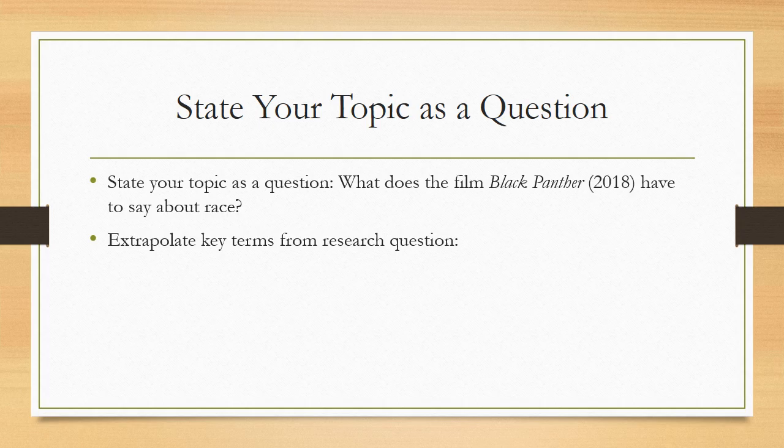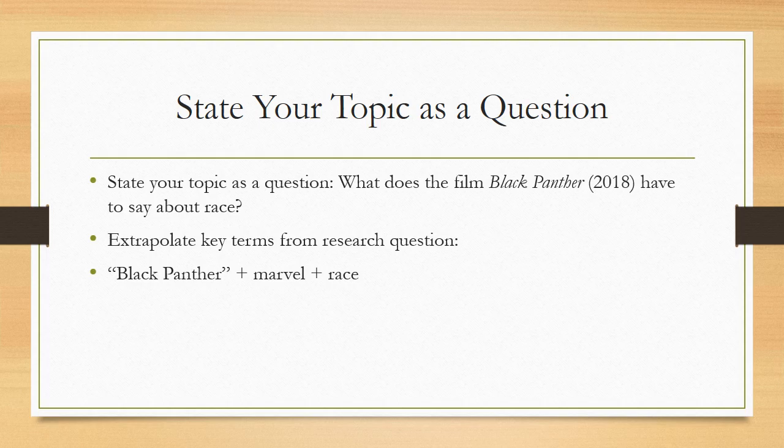So what you want to do is extrapolate key terms from the research question. So look at your question and what are some key terms or phrases you would type in. So these are the ones I came up with. Black Panther plus Marvel plus race.